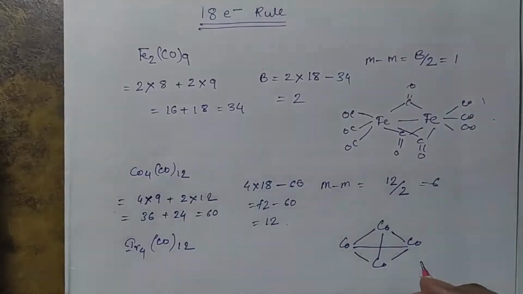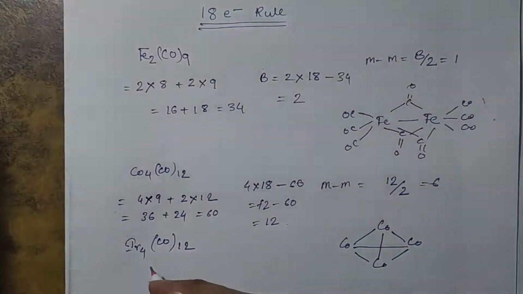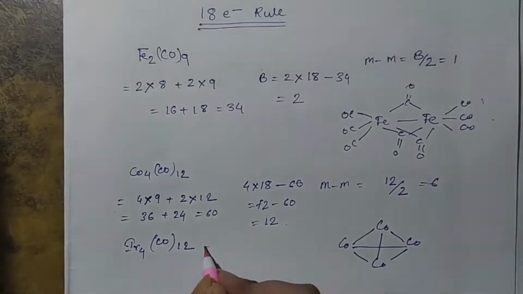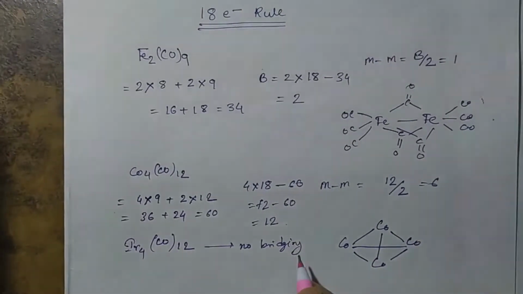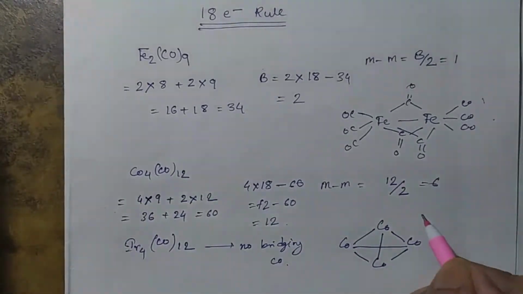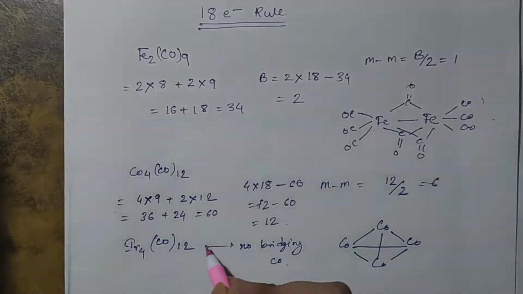So the next example is iridium 4, carbon monoxide 12. This question has been asked many times, in many formats and with different types of questions, in CSIR NET. We all know that iridium is in the same group as cobalt, just with higher atomic weight. But here is the fact: for iridium there is no bridging carbonyl. For cobalt there could be bridging carbonyl present, but for iridium there is none.